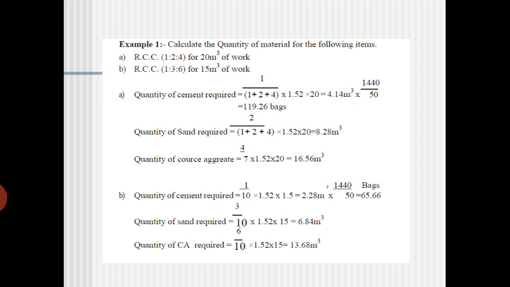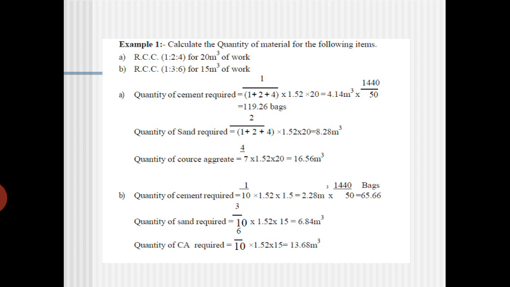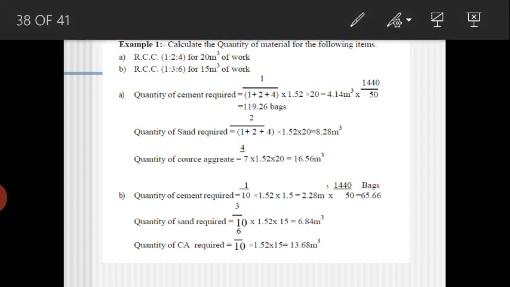That is the 50 there, as one bag of cement is 50 kg. If you have confusion with the units, I'll send it along with the units. Not a problem. In the next class we will solve some more problems based on this, with the help of cement mortar calculations.